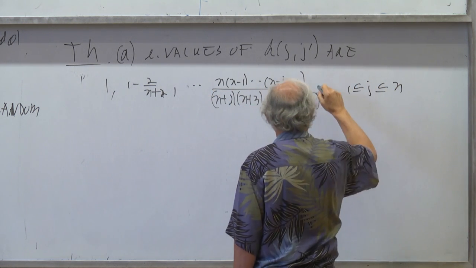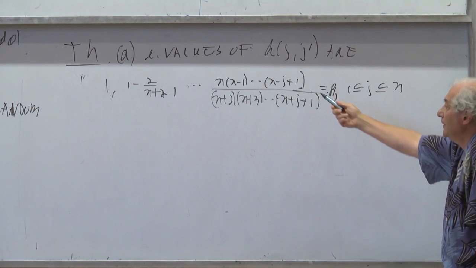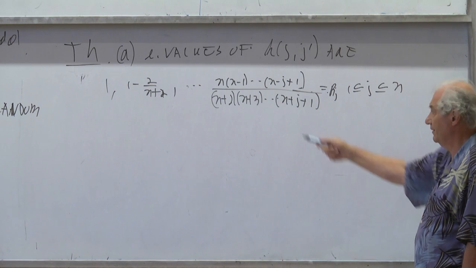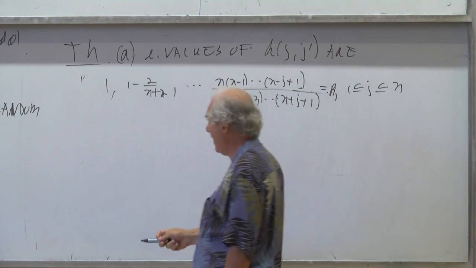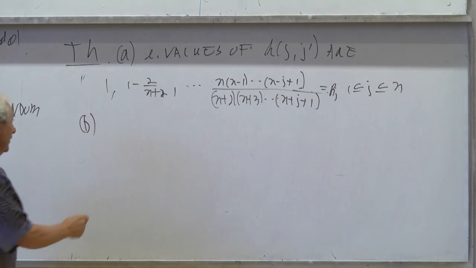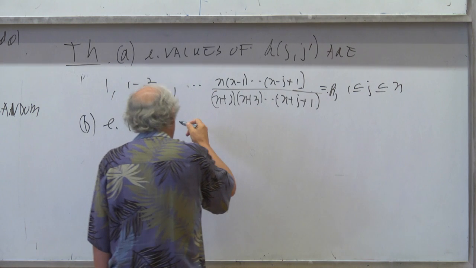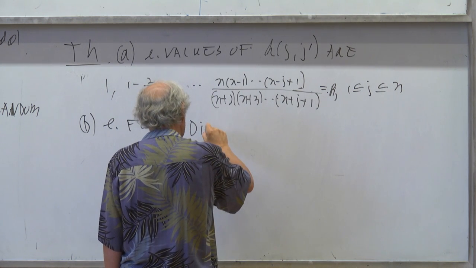These are the eigenvalues. So this is beta j. Okay, that's the jth eigenvalue. So the eigenvalues are reasonable numbers, and that's the spectral gap. That's part A. B, the eigenfunctions are nice. They're the discrete Chebyshev polynomials.